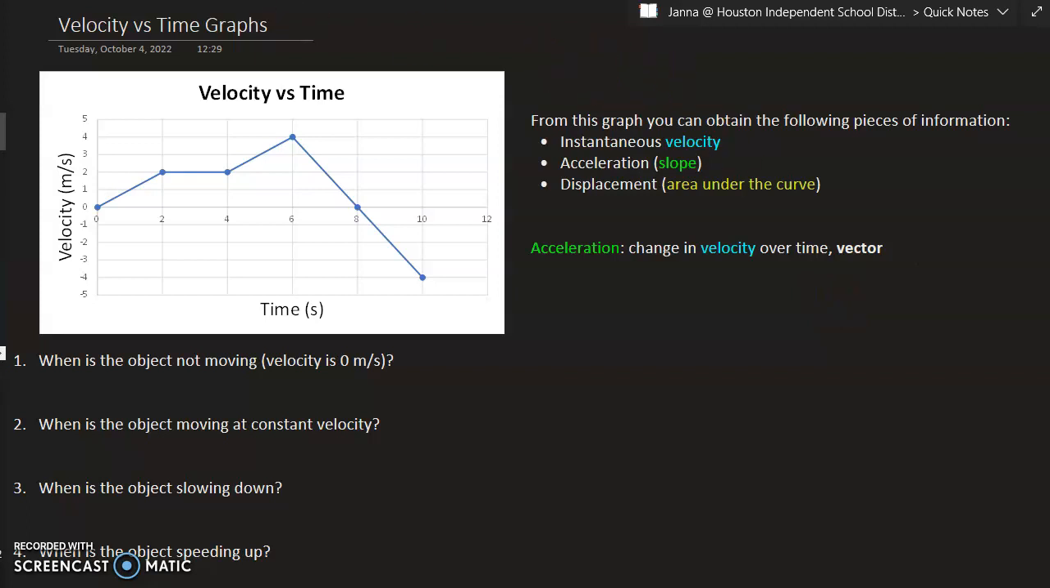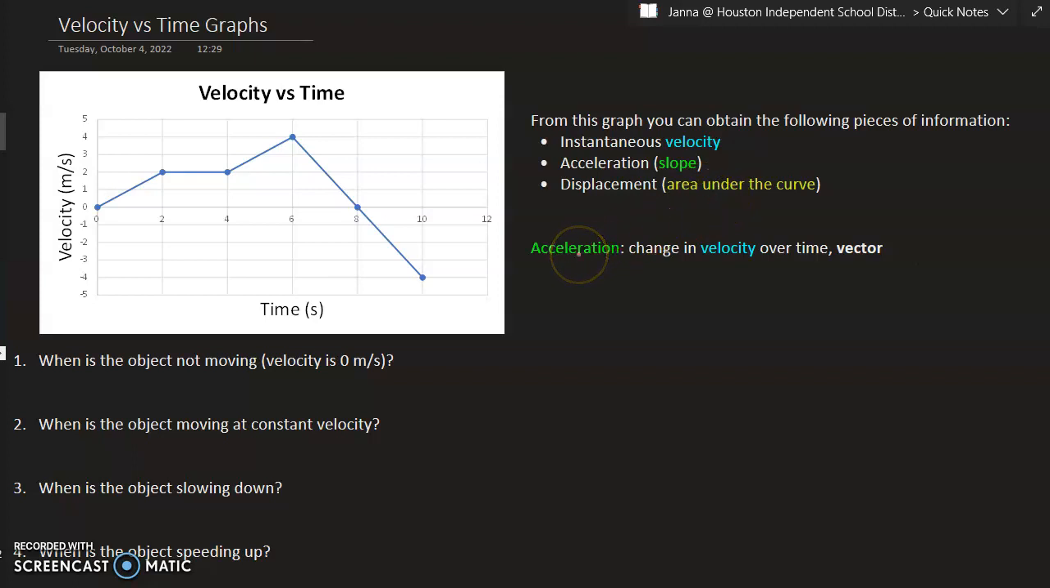Okay, in this video we're going to cover velocity versus time graphs, and we're going to get the following pieces of information from this graph. Instantaneous velocity, that is the velocity at any point in time, is plotted. Acceleration, from the velocity versus time graph, the slope gives us acceleration. And then we can get displacement from a velocity versus time graph, which is the area under the curve.